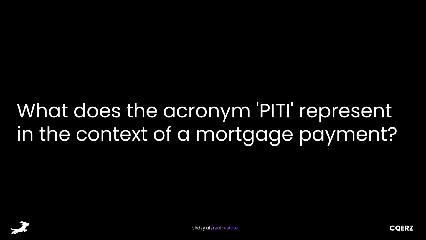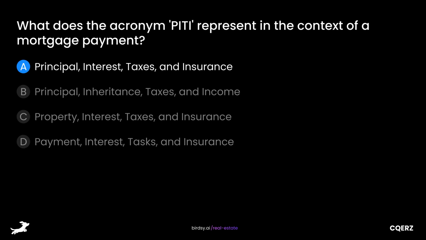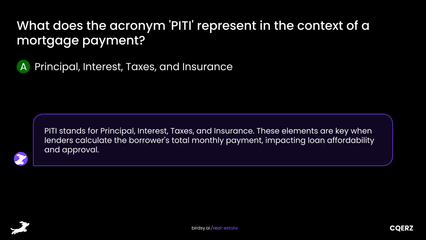What does the acronym PITI represent in the context of a mortgage payment? Is it A, principal, interest, taxes, and insurance, B, principal, inheritance, taxes, and income, C, property, interest, taxes, and insurance, or D, payment, interest, tasks, and insurance? The answer is A, principal, interest, taxes, and insurance. PITI stands for principal, interest, taxes, and insurance. These elements are key when lenders calculate the borrower's total monthly payment, impacting loan affordability and approval.